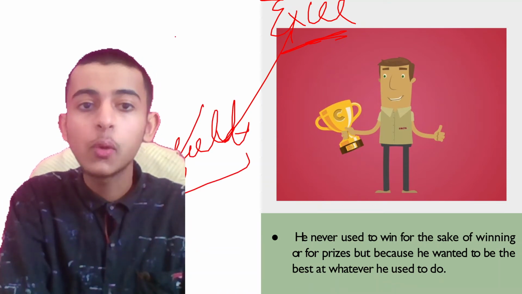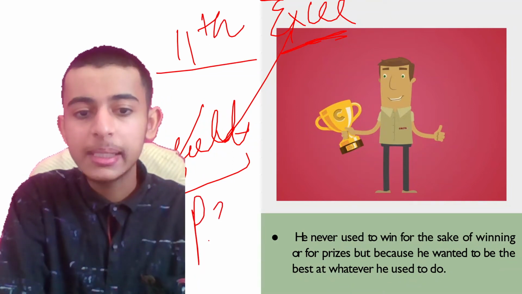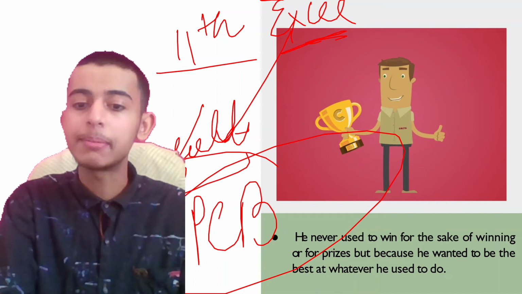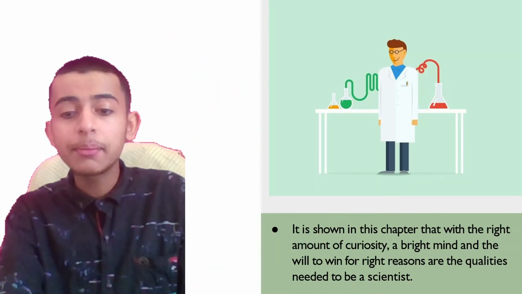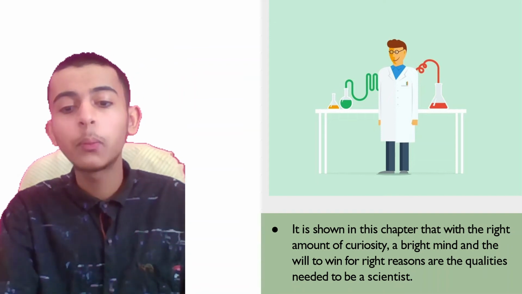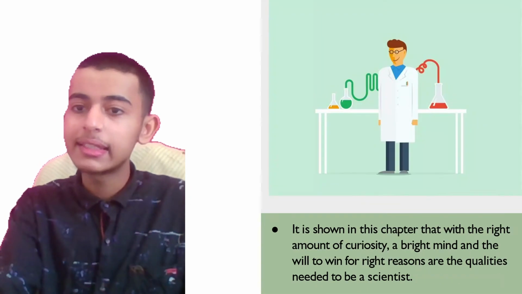Now in 11th, you have to choose a stream. So think very well. I am not just thinking of PCB; I have decided to take PCB. Let me know what you are taking. It is shown in this chapter that the right amount of curiosity, a bright mind, and the will to win for the right reasons are the qualities needed to be a scientist.